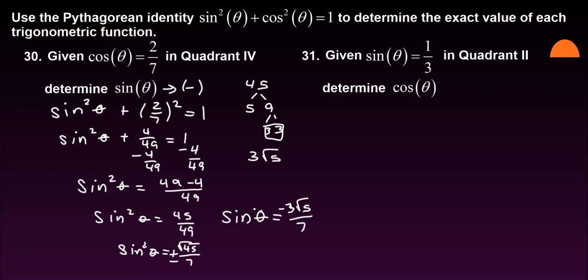And that's how we use the Pythagorean identity to solve for the trig function specified. So I'd like you to try number 31, and then when you're done, you can check and see how you did.